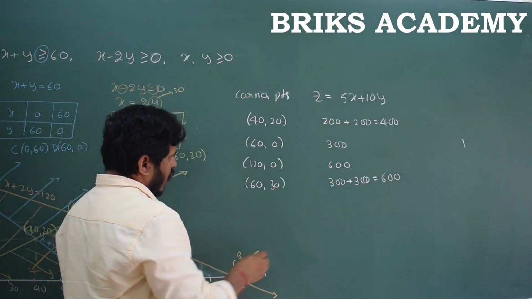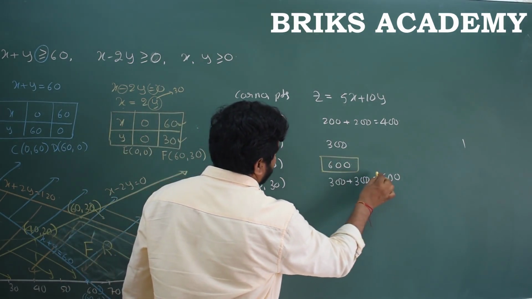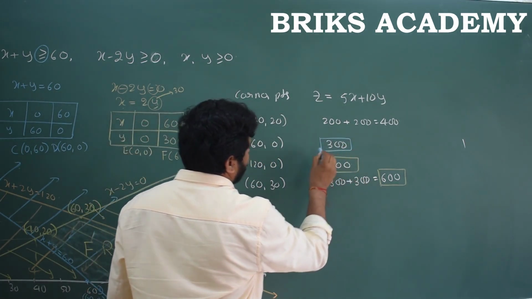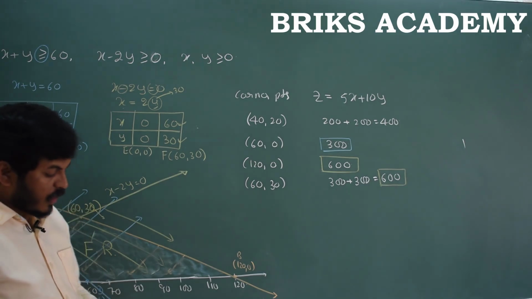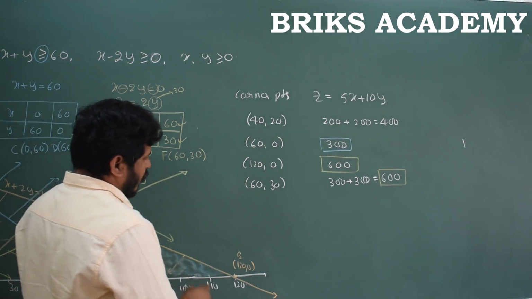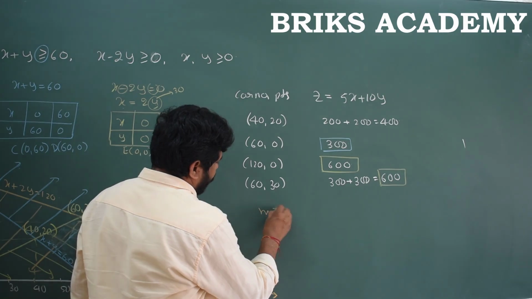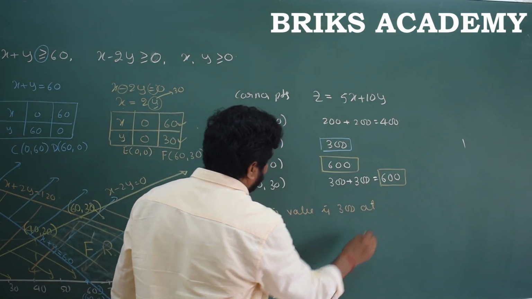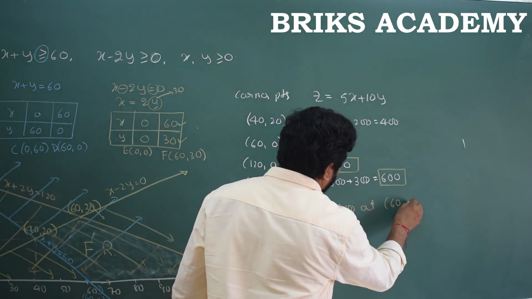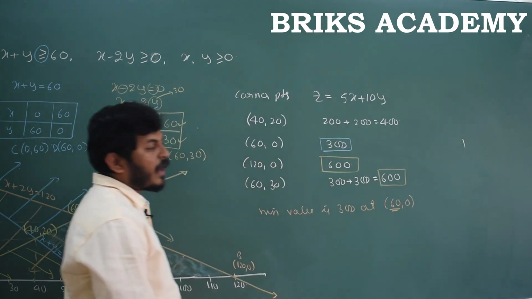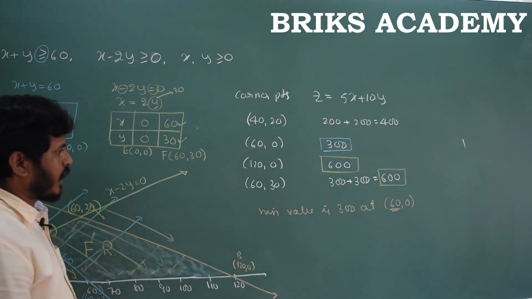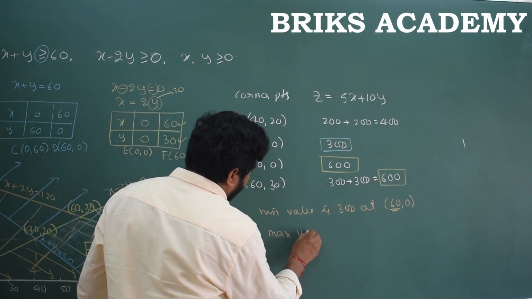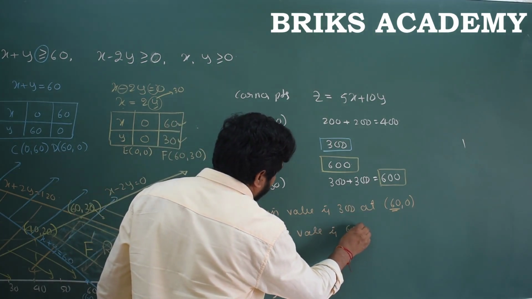So you got two 600s, two maximum values and one minimum value. So the conclusion is the minimum value is 300 and occurs at 60, 0. So 60, 0 is the solution to get the minimum value. And the maximum value is 600.